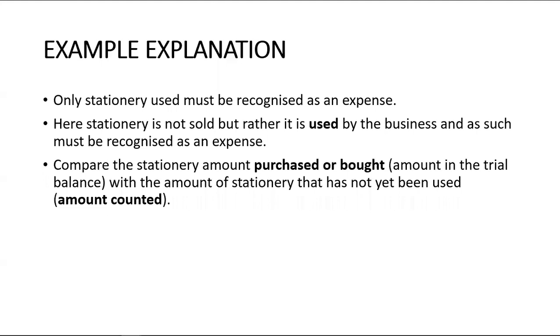You need to compare the stationery amount purchased, or net purchases of stationery, which is the one that you have in the trial balance, with the amount of stationery that has not yet been used. So the one that has been counted has not yet been used. Think about it. The reason why we counted it is because we have it in the shelves, we have it in the warehouse. It means it has not been used. Otherwise, it wouldn't be there.